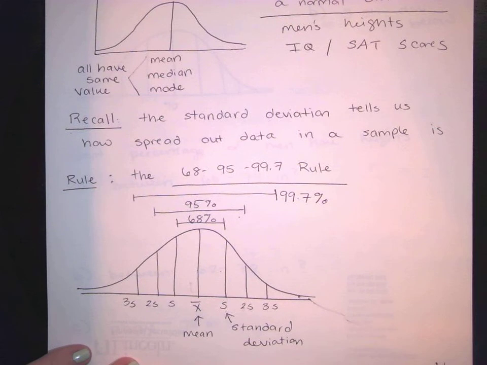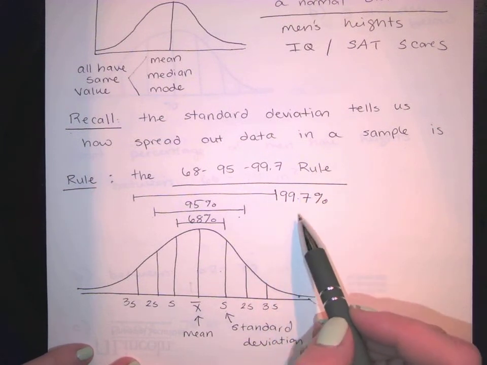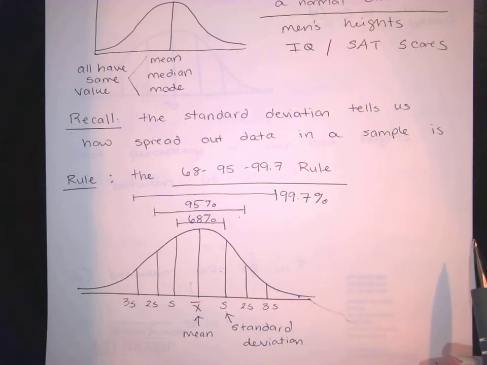So what that means is almost everybody in a population, or in a large sample from a population, is going to be within 3 standard deviations of the mean for any given metric.